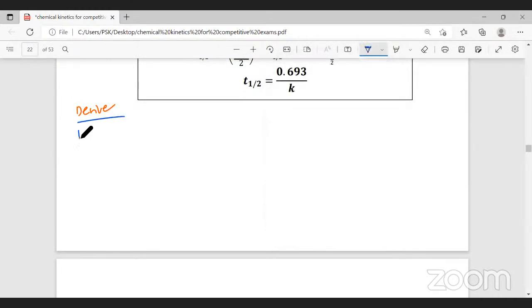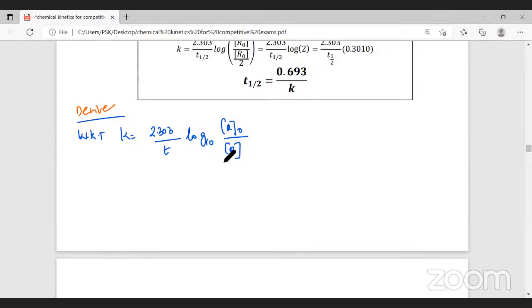Now, we know that K is equal to 2.303 by T log to the base 10 of R naught by R. This is the equation to calculate the rate constant of what order reaction? First order reaction. We derived it now. Yes or no? Yes, sir.